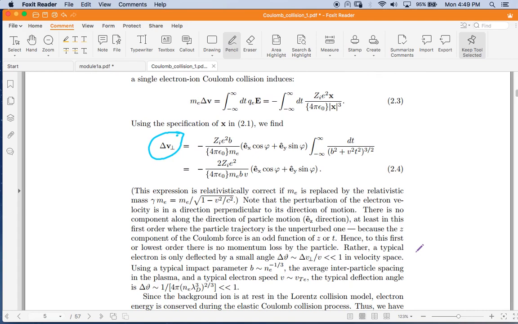At the moment, note that the perturbation of the electron velocity is in the direction perpendicular to the particle motion. There is no component along the direction of particle motion. This is at least in this first order, where the assumption is that the particle trajectory is unperturbed. Okay, and it's unperturbed because the z component of the Coulomb force is an odd function of z or t. Very, very important. Okay.